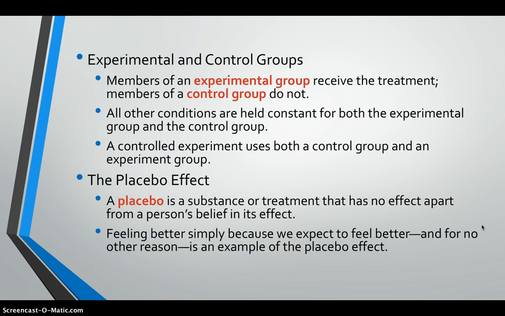Experimental and control groups. Members of an experimental group receive the treatment, members of the control group do not. All other conditions are held constant or the same for both groups. A controlled experiment uses both a control group and an experimental group. The placebo effect: a placebo is a substance or treatment that has no effect apart from a person's belief in its effect. Feeling better simply because we expect to feel better and for no other reason is an example of the placebo effect.